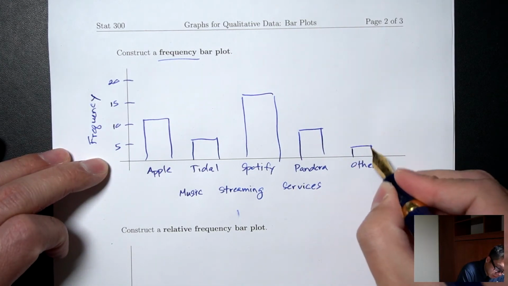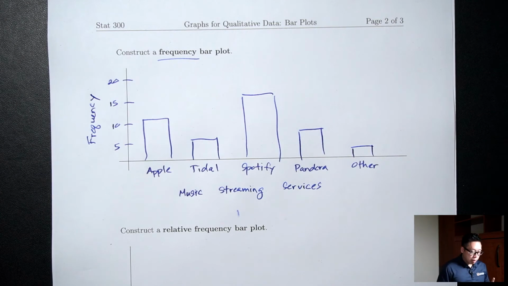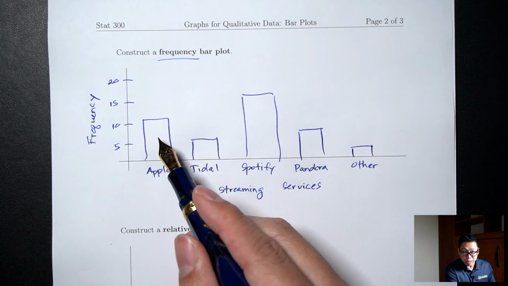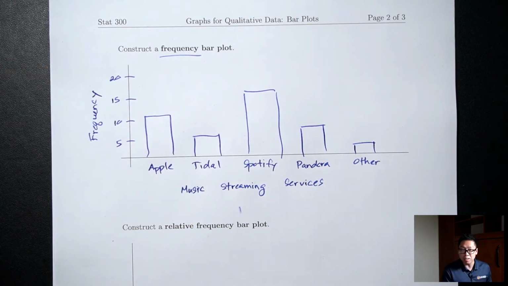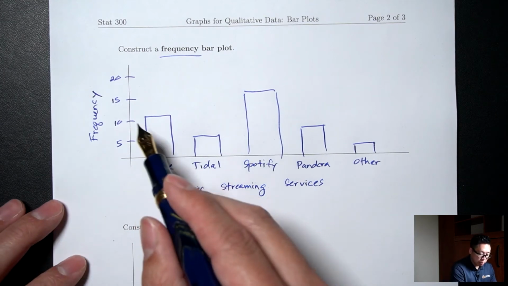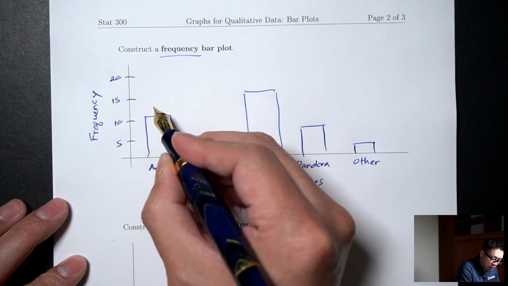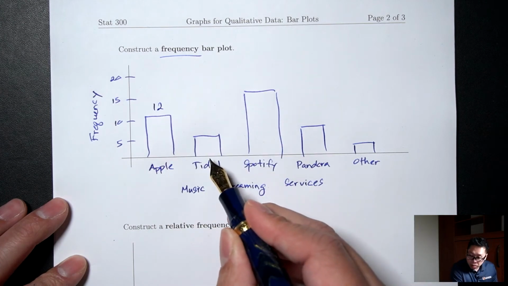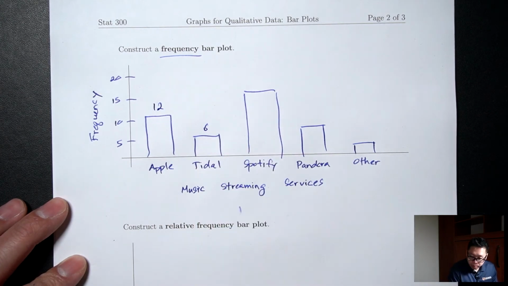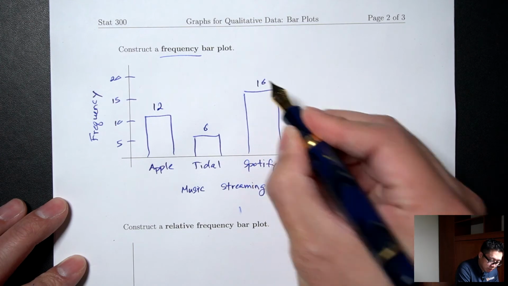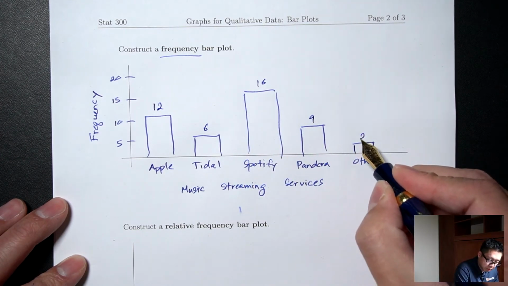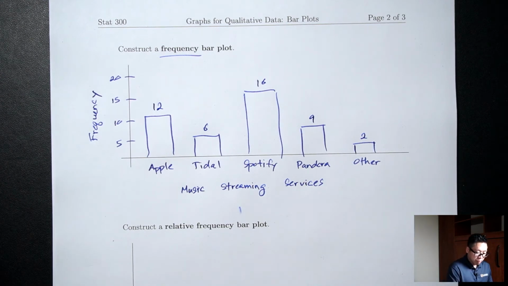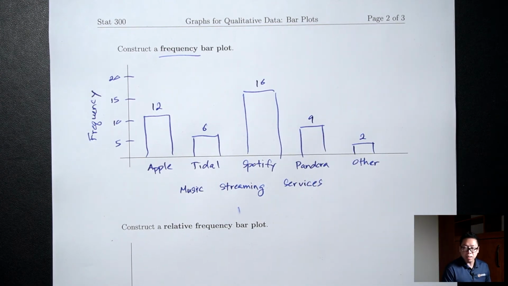Now, one more thing that I'll do is, right now, it's a little hard for the reader to read the height, right? So this bar for Apple is somewhere between 10 and 15, but exactly how high is it? So what I'll do is I'll label each bar with the frequency. So Apple was 12, Tidal 6, Spotify 16, Pandora 9, and other was 2. Okay, now the reader can see that Pandora is exactly 9 high.